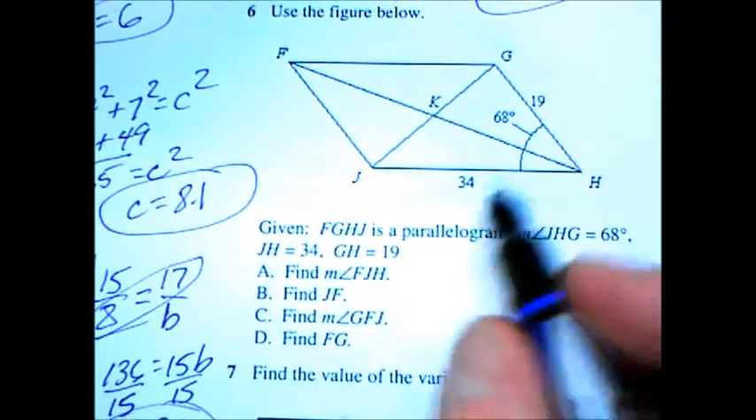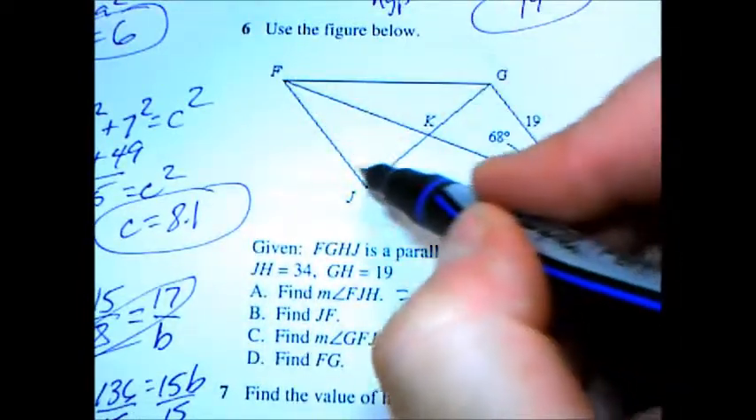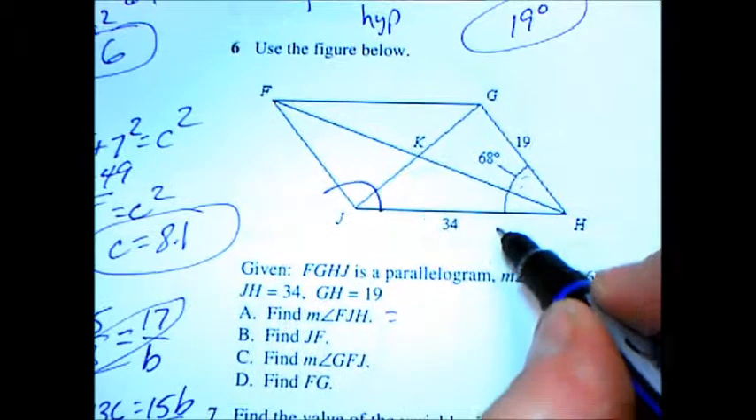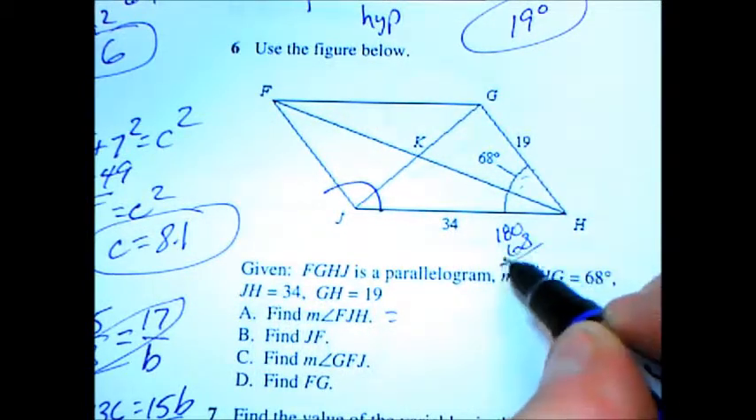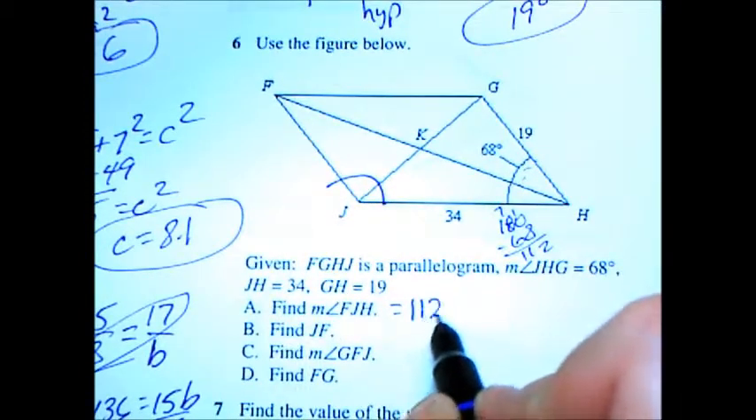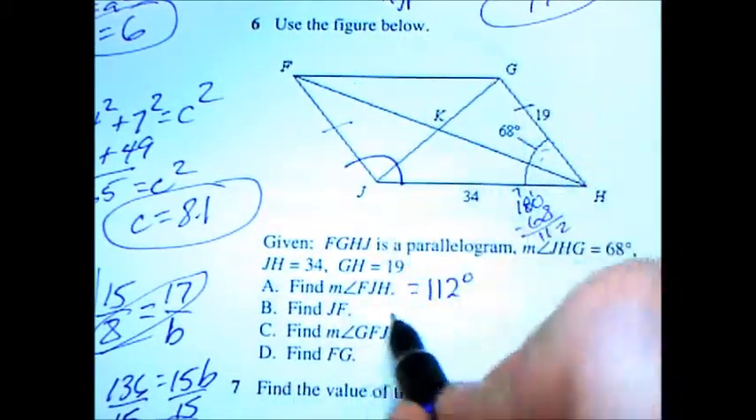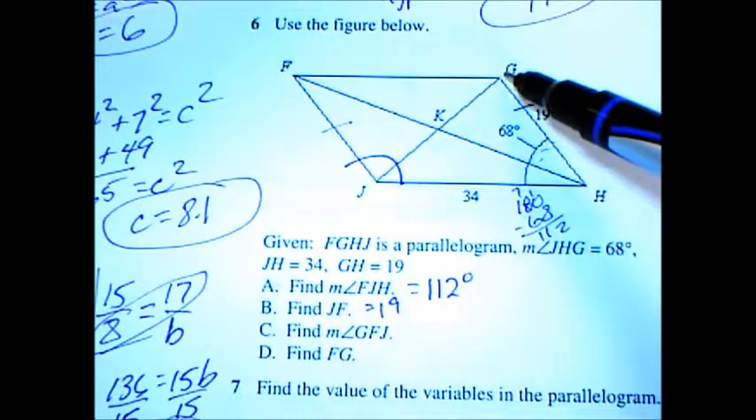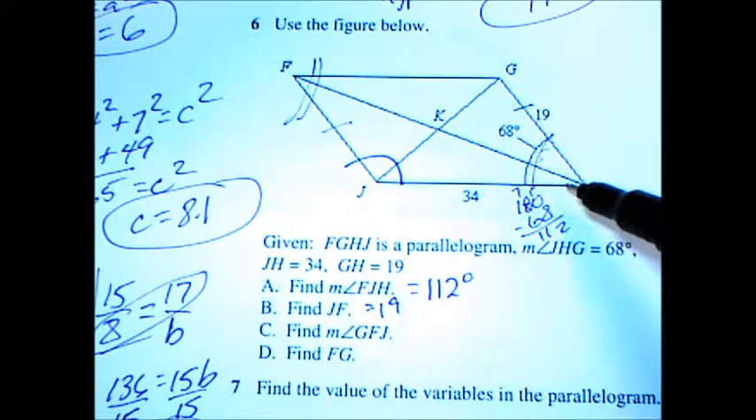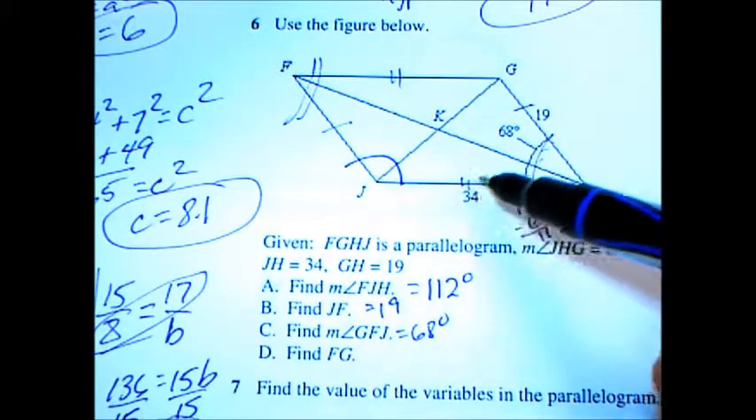On 6, we want to know what FJH is. FJH is right here. Remember that these two angles here are going to be supplementary. So I'm going to do 180 minus 68. That means this is 112 degrees. FJ is this side, which will be congruent to GH, so that means this is 19. And GFJ is up here, is going to be congruent to its opposite, so that means it is 68 degrees. And FG is up here on top, which will be congruent to the bottom.